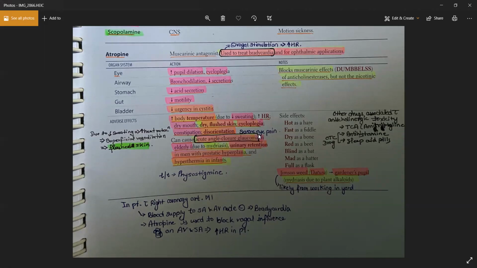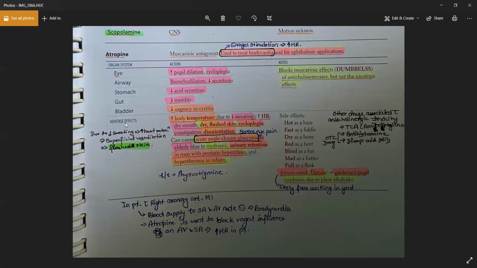Sometimes they can also give you the history of a patient with bradycardia, and after some time, you give the patient a certain drug. They won't give you the name of the drug. After giving the drug, the patient got severe eye pain, so they can ask you what could be the name of the drug. So it would be atropine or the anti-muscarinic agents.